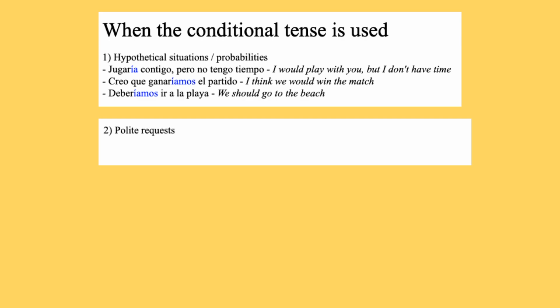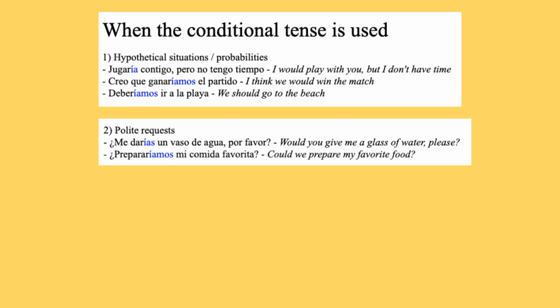It can also be used to make polite requests. ¿Me darías un vaso de agua, por favor? ¿Prepararíamos mi comida favorita? So usually, when a verb is used in the conditional, it can be translated as would, could, or should.